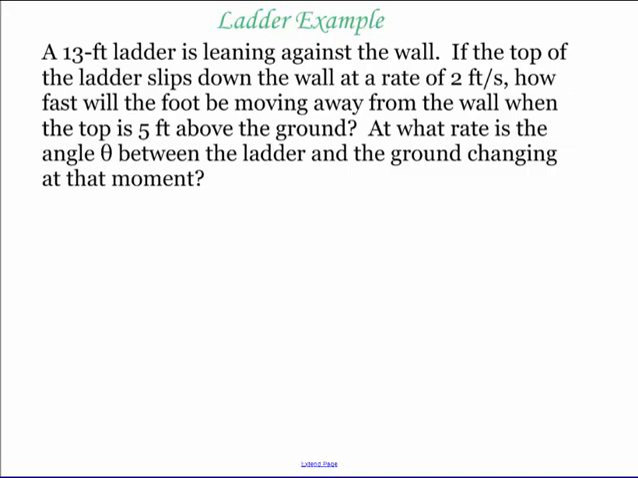This example is a ladder example, or a right triangle one, where we have a ladder leaning against a wall, a 13-foot ladder. Make note that that 13 feet never changes. It's always 13 feet long. The top of the ladder slips down the wall at a rate of 2 feet per second. How fast will the foot be moving away from the wall when the top is 5 feet above the ground? So that's part A. And part B is we want to know the rate at which angle theta between the ladder and the ground is changing.